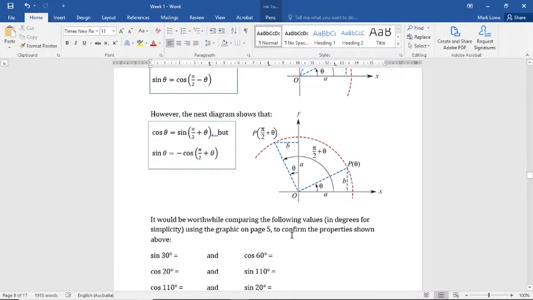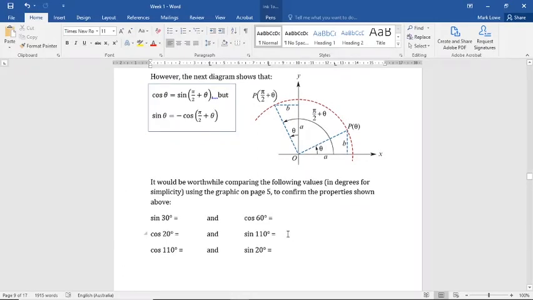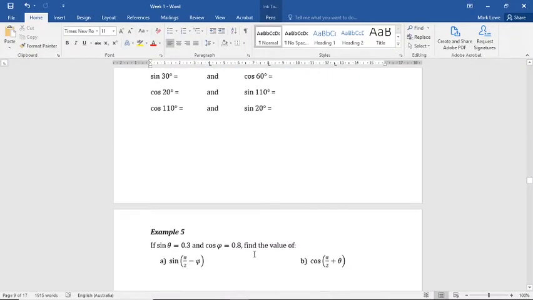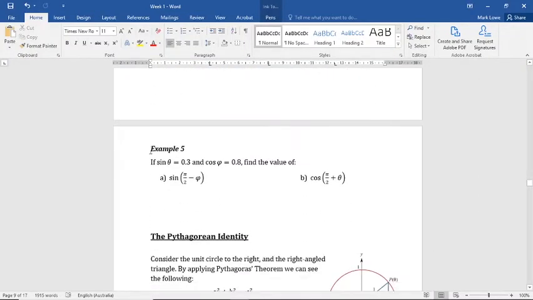It's worthwhile to try and get a bit of an understanding by comparing some of these values: sine of 30 with cos of 60, cos 20 and sine 110, and cos 110 and sine 20, just to compare those values and see. Okay, so what we'll do now is just have a look at this example that we've got.